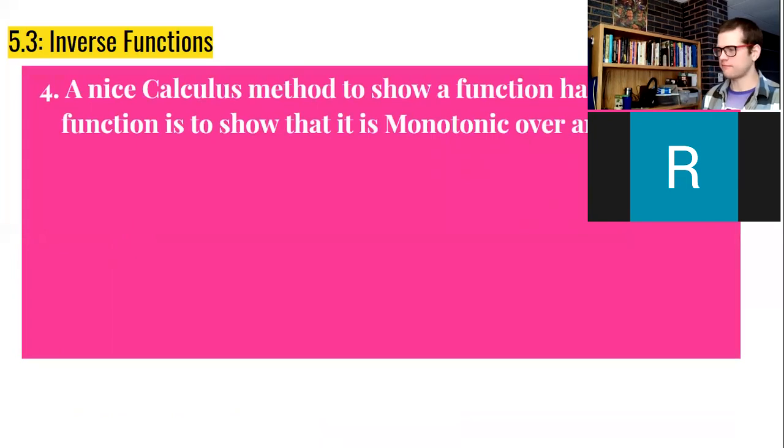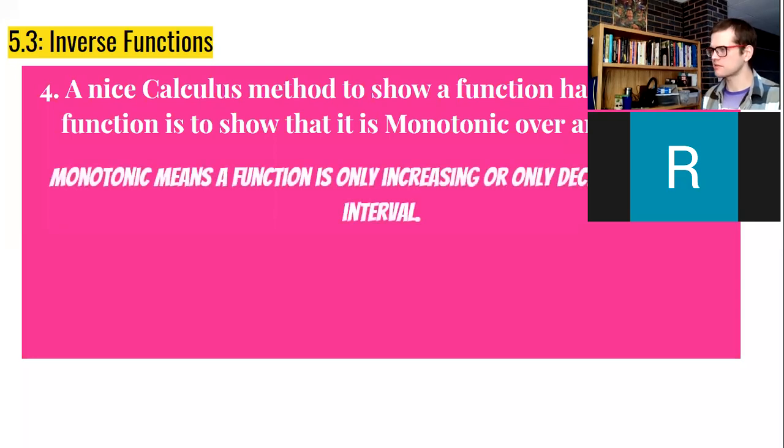So start with number 4. A nice calculus method to show a function has an inverse function is showing it's monotonic over an interval. It would be nice to know what monotonic means. Well, if you break the word apart, mono is 1. Tonic, I don't know what tonic means, but monotonic generally means it's only increasing or decreasing on an interval. All right. That's how we can show something's monotonic.